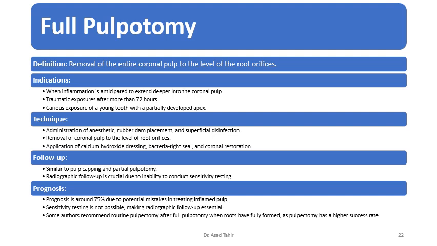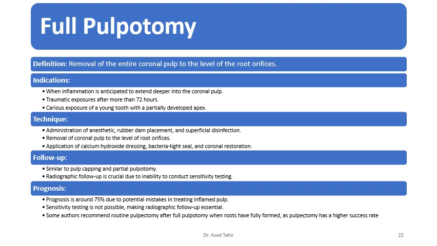Removal of coronal pulp to the level of root orifices. Application of calcium hydroxide dressing, bacteria-tight seal, and coronal restoration. Follow-up is similar to pulp capping and partial pulpotomy. Radiographic follow-up is crucial due to inability to conduct sensitivity testing.